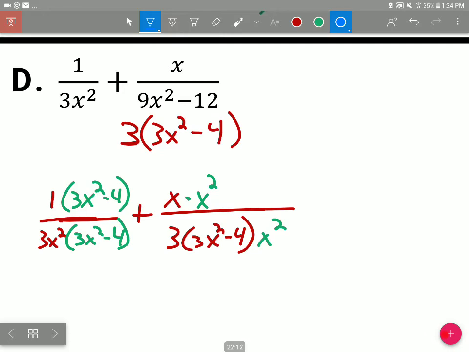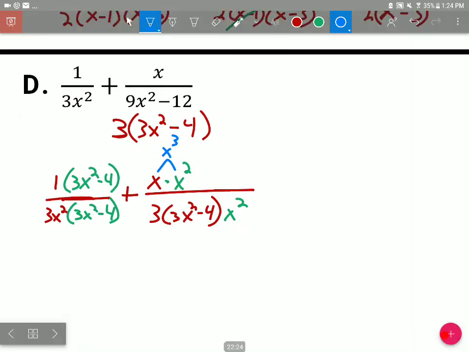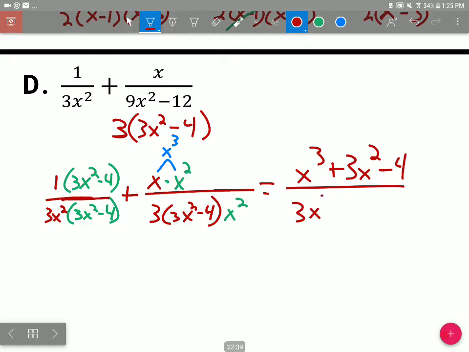Really, is there anything to multiply out on the top? The only thing to multiply is this thing. x times x squared is x to the third. Is there anything to combine? No, you got an x cubed. You got a 3x squared. And you got a negative 4. So we got x cubed plus 3x squared minus 4. Cool?